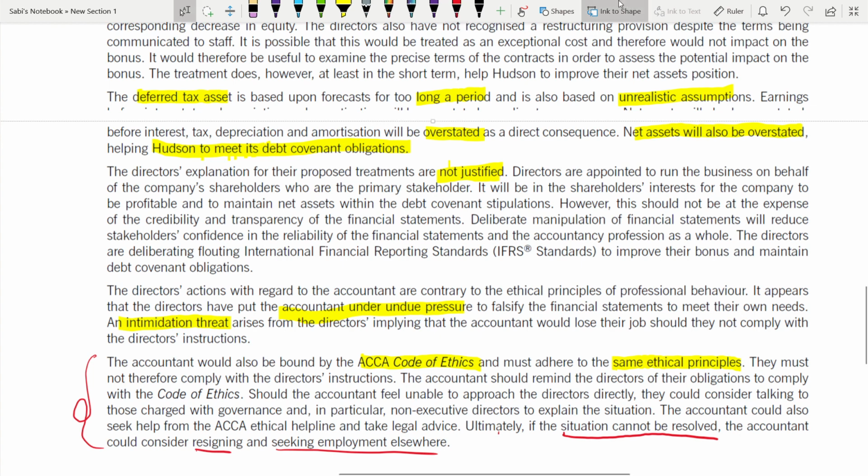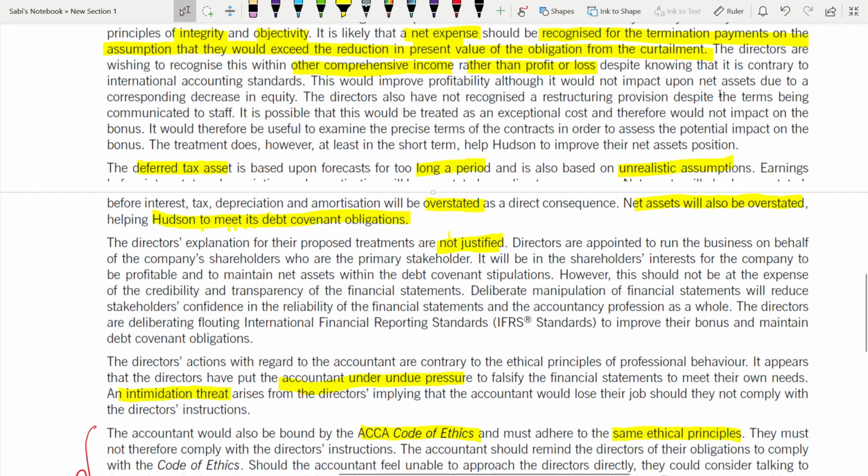So that's it for question number 2. With this, we finish question number 2, and we have 2 more questions left, question 3 and 4, which will be upcoming soon.